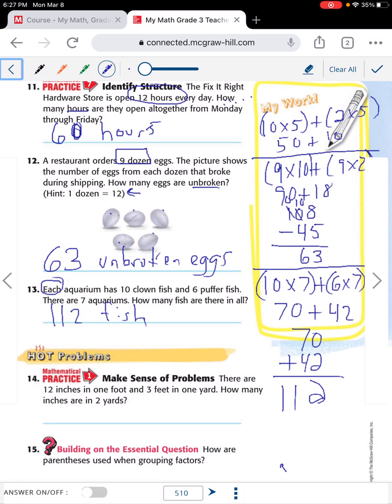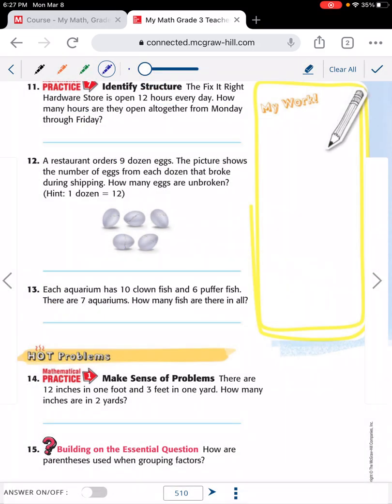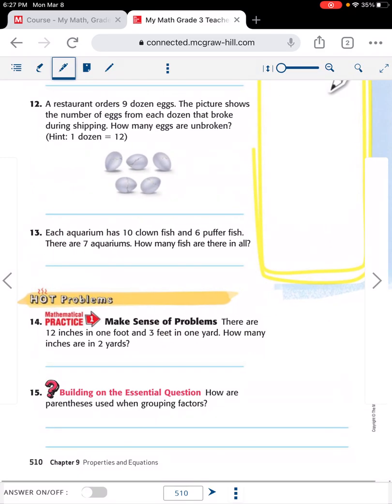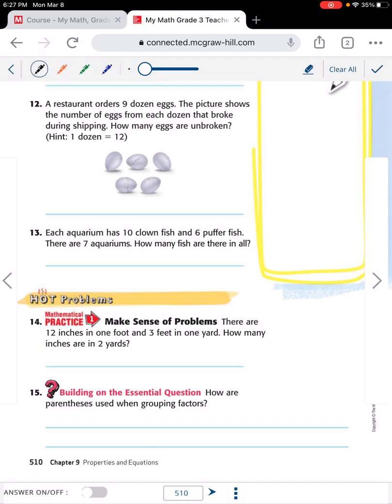And that brings us down to the last two problems. So we're going to come on down to number 14 and 15. Number 14 says, there are 12 inches in 1 foot and 3 feet in 1 yard. How many inches are in 2 yards, sorry.